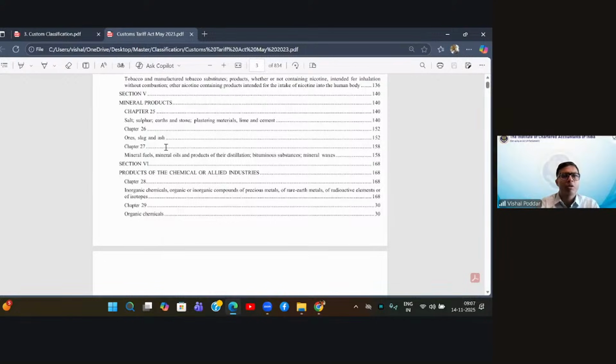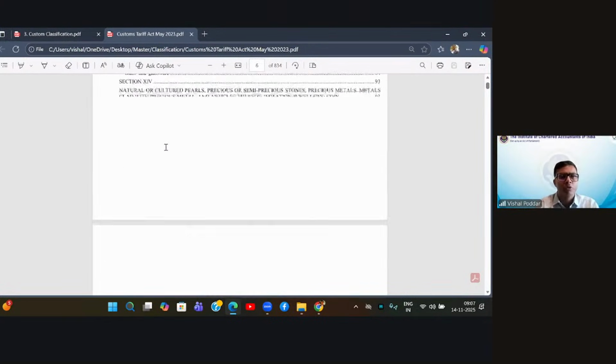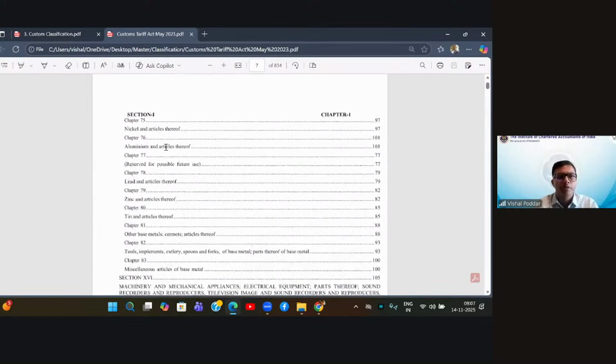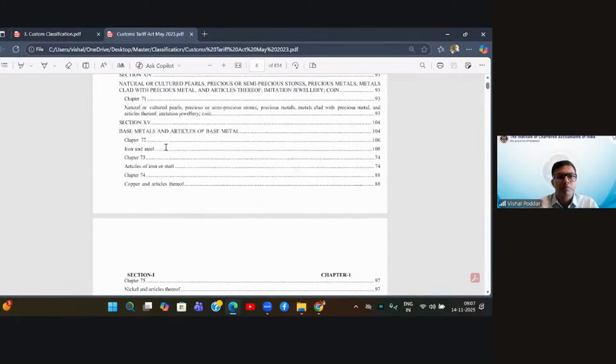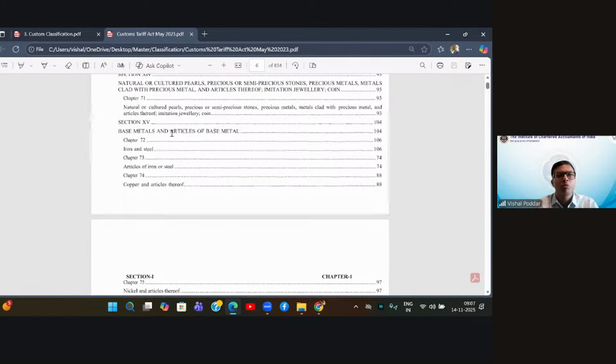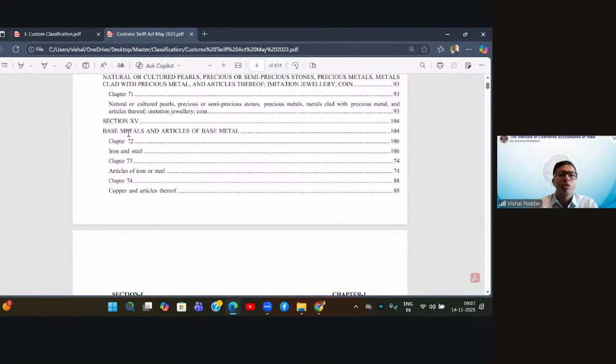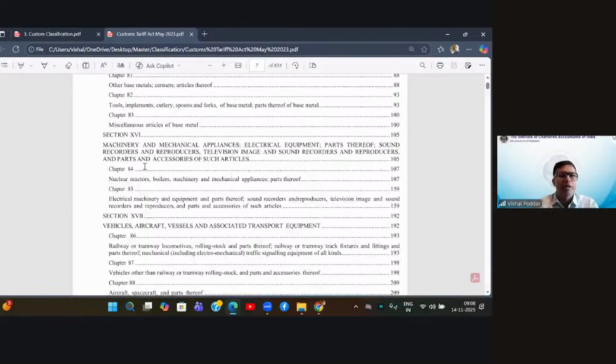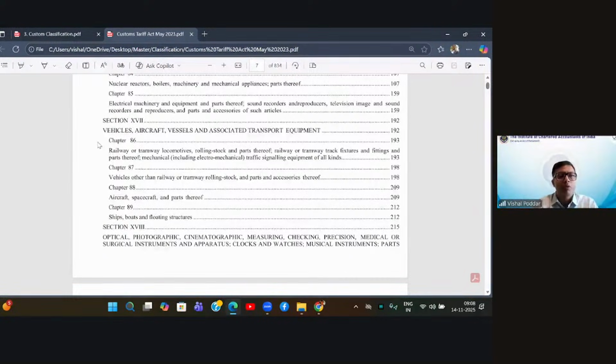Chapters which are similar are put in one section. Now I'll show you how further chapters are. So see, from chapter 72, you have metals. Now here again, you have base metals. Then from chapter 84 onwards, you have machineries, mechanical appliances. So 84, 85 deals with that. Now, as you proceed, you are getting more sophisticated. Now you have vehicles, aircrafts, vessels, which are related to transport.